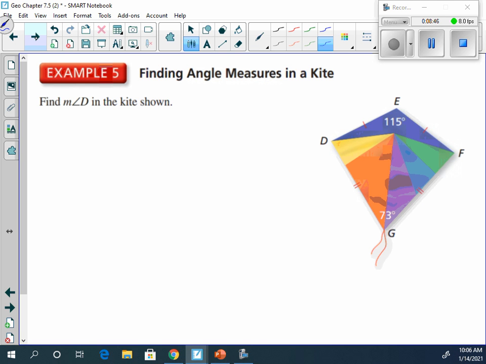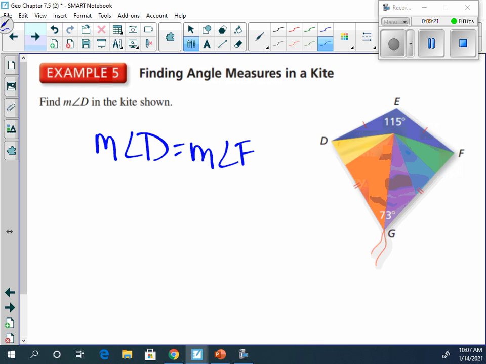What do we know about the other two angles? What do we know about angle D and angle F? They're congruent, yes. The measure of angle D is going to equal the measure of angle F. The angles between the non-congruent sides are congruent. So angle D and angle F are between the non-congruent sides, so they would be congruent to each other.